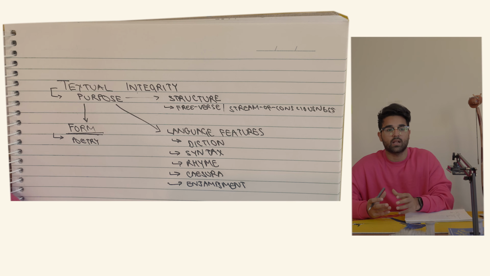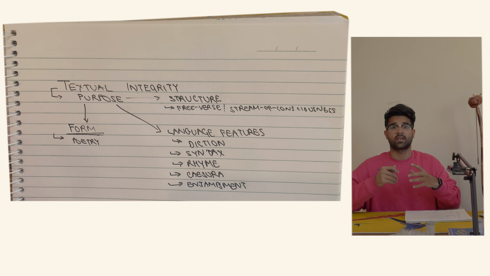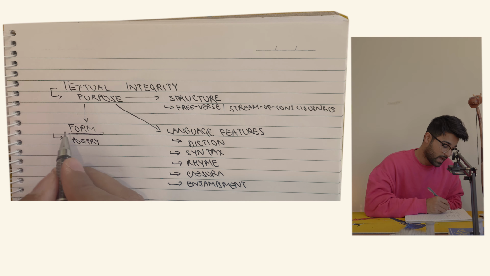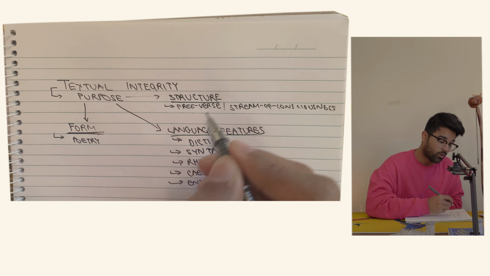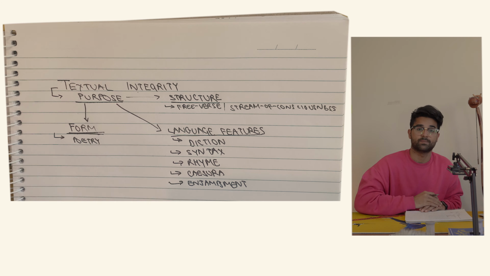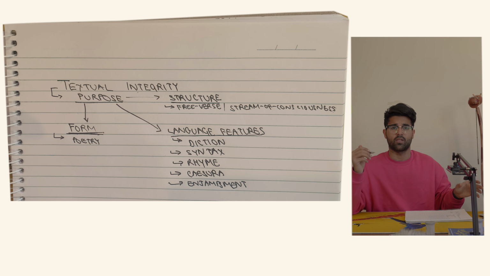And what you'll see is that all these techniques come together, right? All these techniques are working together to give you one specific message. And that's what textual integrity is about. It's about how form, language features, and structure, how do the three of those work together to achieve the author's purpose? Before you start your essay, you need to do this step, and we're going to learn why.